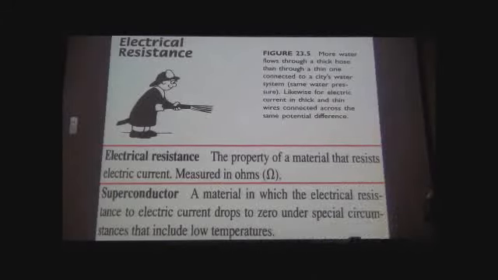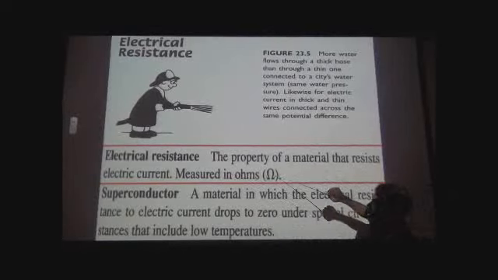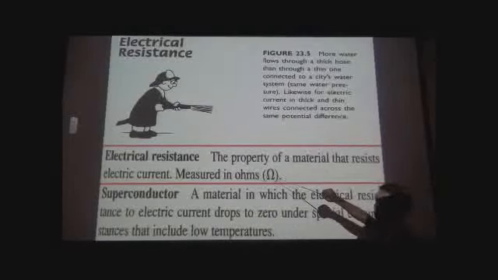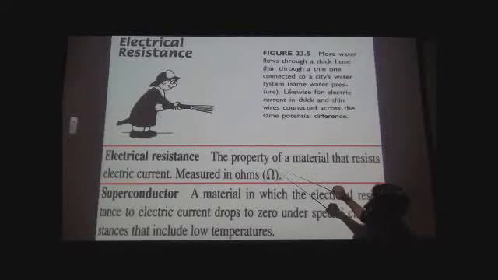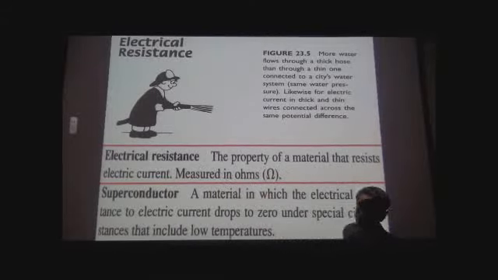So electrical resistance is the property of the material that resists the flow of the electrical current, and it's measured in ohms. This little hat symbol is the Greek letter omega, which is used to represent the ohms, which represents the electrical resistance.